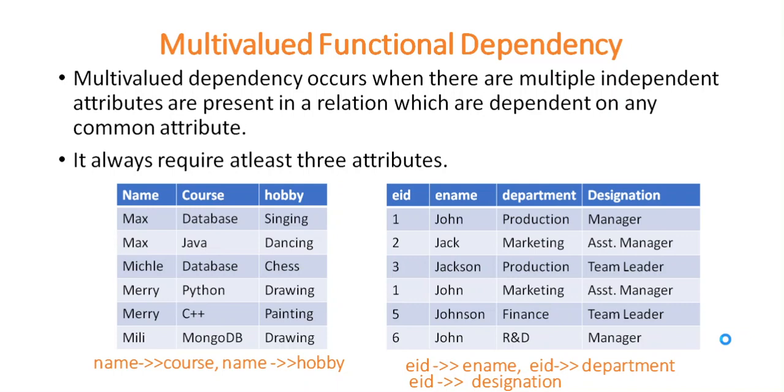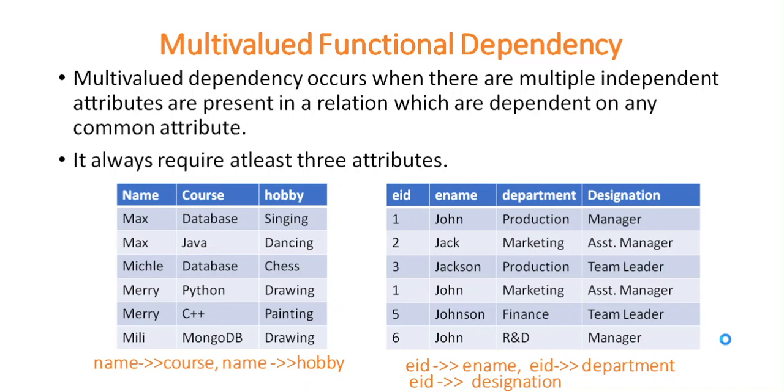Remember, it is a multi-valued functional dependency. That's why we can have different values for the same person. Similarly, employee ID is determining designation. Employee ID 1 is working in the production department as a manager. Employee ID 1 is working in the marketing department as an assistant manager. It is allowed because it is a multi-valued functional dependency.